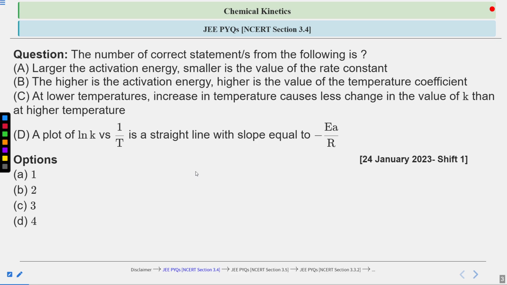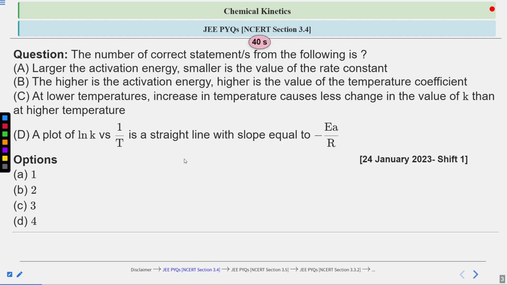The options are 1, 2, 3 or 4. I want to remind you again that you have to identify the number of correct statements, not the incorrect ones. Sometimes students might get confused, or in a hurry understand the question as asking about the incorrect statements, right? Because that was the easy thing. But in the question given here, you have to tell the number of correct statements. So first I just want to mention: read the question carefully.